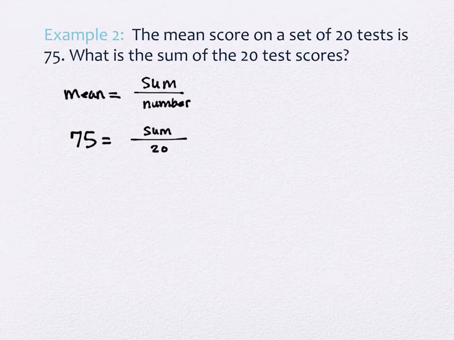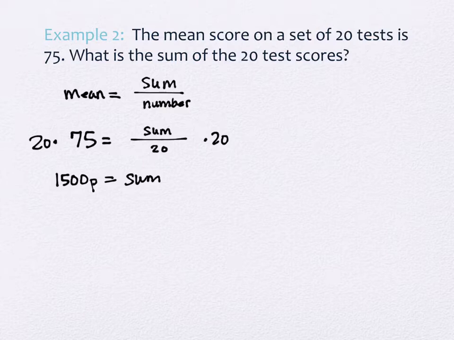So how can I find this? Multiply both sides by 20. Right. I would just multiply both sides by 20. If the average score is a 75 and there's 20 scores, then the sum should be 75 times 20. What is that? 1,500. This one does have context, so we would write points. This is 1,500 points.